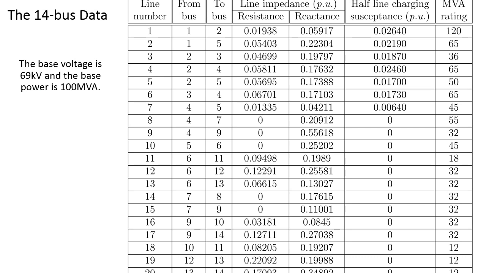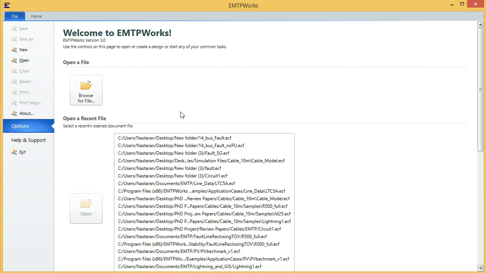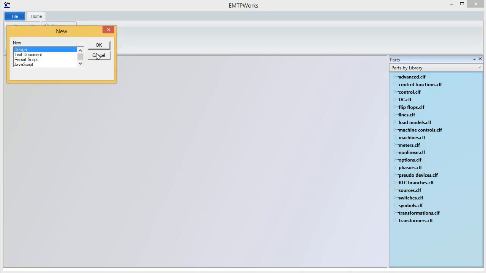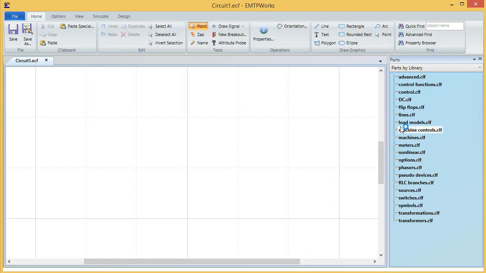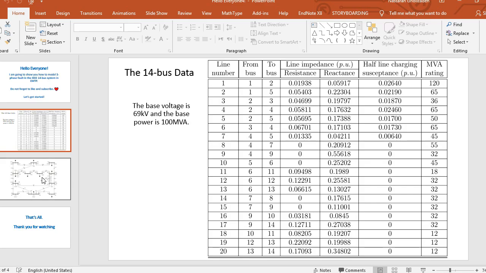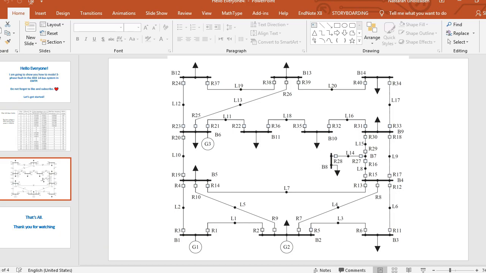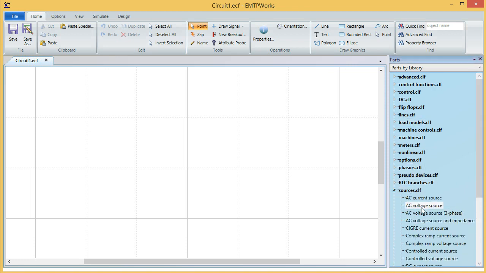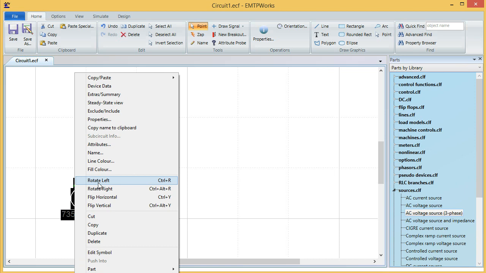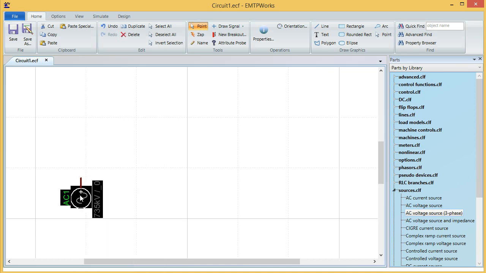So let's get started. First of all, I'm going to open EMTP, and here let's open a new project, new design, default design. Okay, first of all, we're going to need a generator. So let's have this picture in mind, where I'm going to start from the first bus. Where is the generator? In sources, click on AC voltage 3-phase. I'm just going to rotate it to the left.